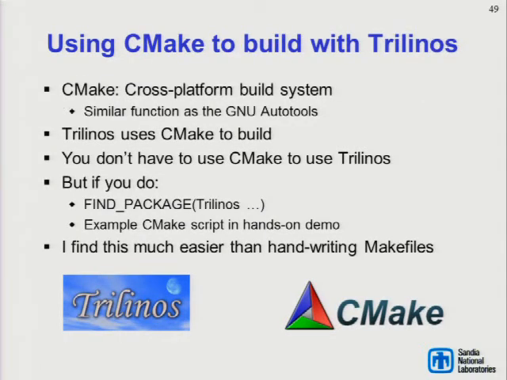So Trilinos first, it's a cross-platform build system, does similar things to AutoTools, but does Windows. And that's one of the big reasons why we moved from AutoTools to CMake. You don't have to use CMake to use Trilinos. You have to use CMake to build Trilinos. But if someone built it for you, you never need to see it. If you do, find_package(Trilinos), done.